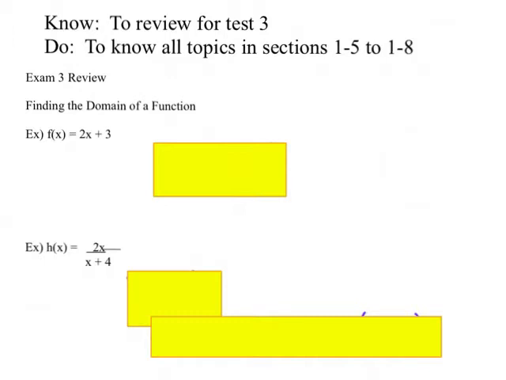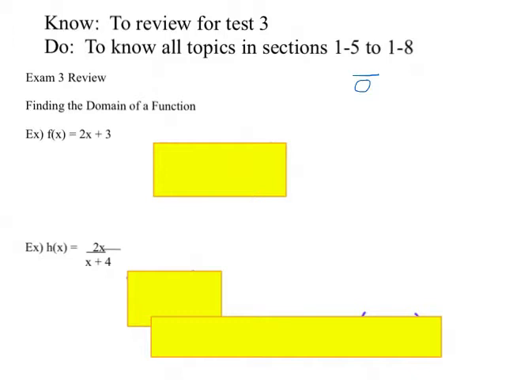Now there are two situations that cause the domain to be restricted. The first one is when I have 0 in the denominator. I cannot have 0 in the denominator. So oftentimes we have to take whatever the denominator is, especially if it's a polynomial, and set it equal to 0 and solve, and then we have to restrict the domain from there.